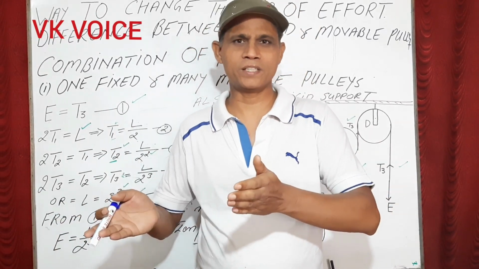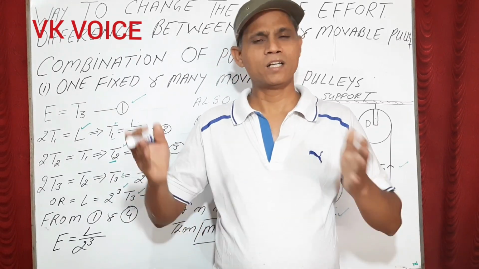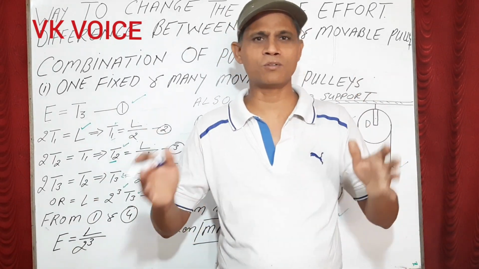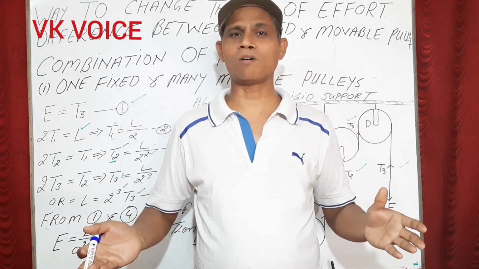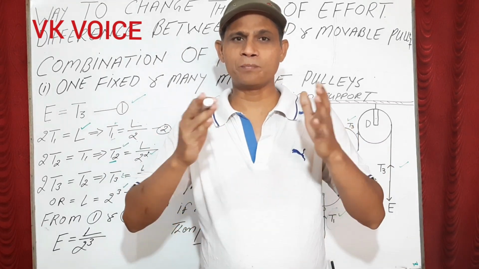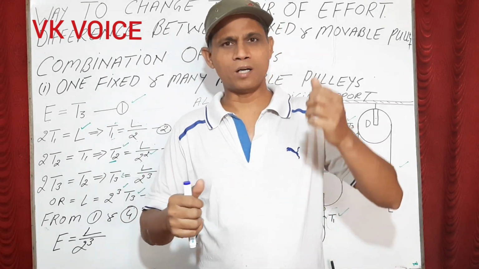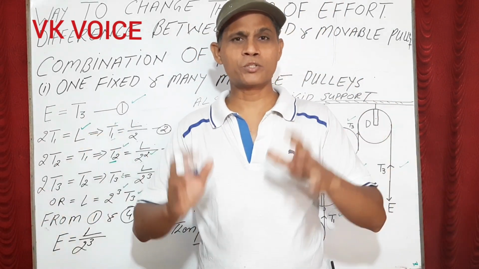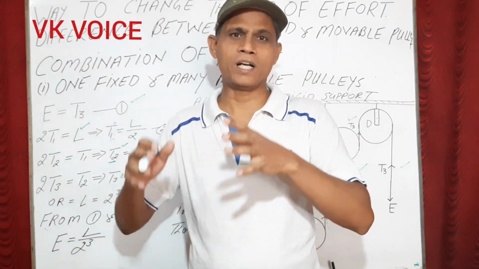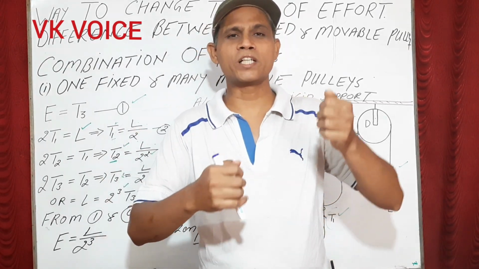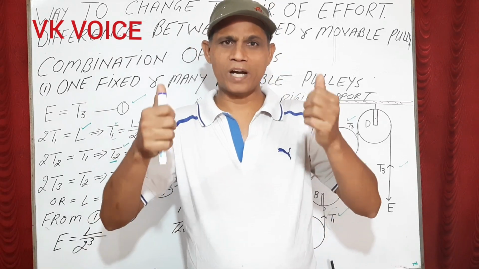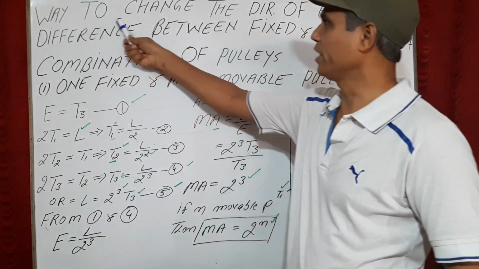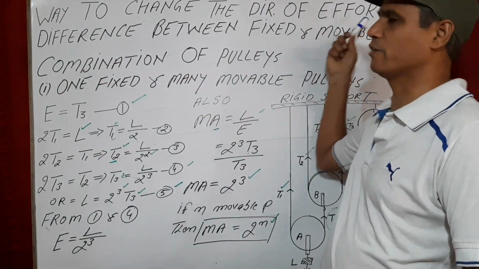So let us start with the second part of the chapter pulleys. Last time we discussed the single fixed pulley and the single movable pulley. But there is a problem in the movable pulley: if you need to apply the effort in the downward direction, how is it possible? So today I will start with the same problem: how you can change the direction of effort in case of a single movable pulley. So the first topic is the way to change the direction of effort.